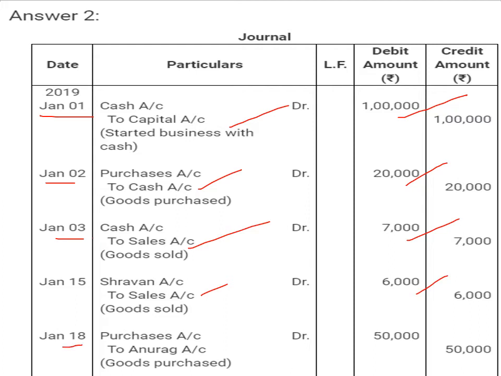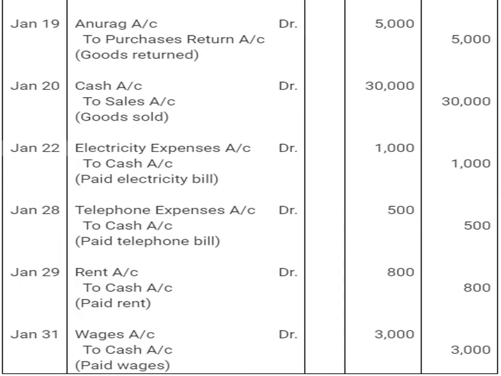Then on January 18, goods purchased on credit from Anurag. It is purchases to Anurag rupees 50,000. Then the next, on January 19, Anurag to purchase return because goods were returned, 5,000 rupees. Then cash to sales 30,000 rupees on January 20th.